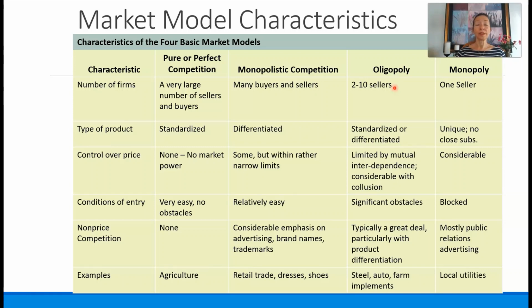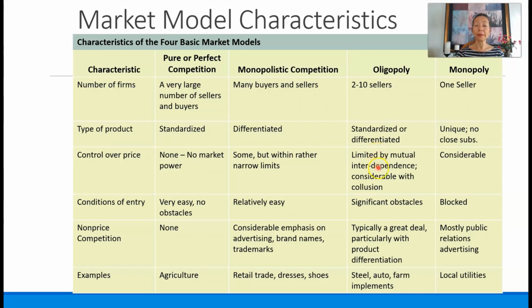Okay. So the type of product they produce can be standardized or slightly differentiated. Okay. So again, remember, standardized means it's the same, it looks the same, it acts the same, it provides the same function. Differentiated means that there's something about it that makes it better, or the companies are trying to distinguish their product from somebody else's product.